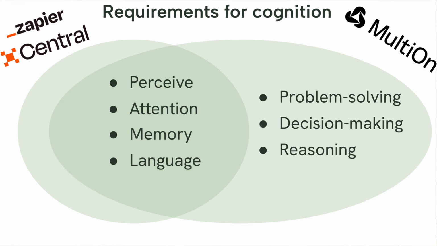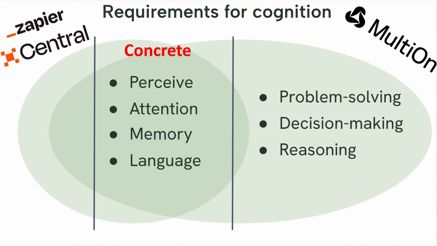And the ones which we have seen with Zapier Central are pretty concrete and familiar to us. It's easy to say when a software is perceiving or remembering things and when it's not doing those things. But capacities possessed by MultiOn are more ambiguous and hard to put a finger on. When does it become obvious that a software is problem solving and not just executing pre-learned commands? So let's go through these one by one in a little more detail.